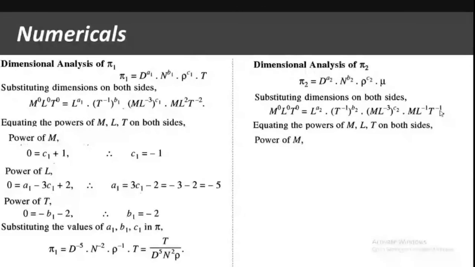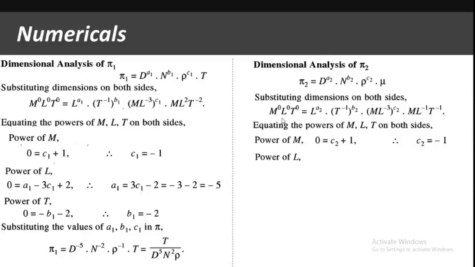So equating the power of m, l and t. First equation will be equating the power of m, so it is m to the power 0, so left side is 0. Right side, m is absent, so 0 a2, m is absent, so 0 b2, then m is present, so m to the power 1 whole to the power c2, so plus c2, and here m to the power 1, so plus 1. Therefore c2 equals minus 1.